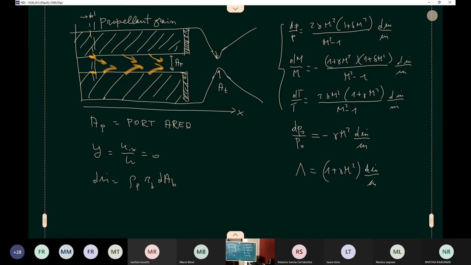And what will be this area? This area will be given by the circumference multiplied by the elementary length dx. So it will be rho r pi, bore diameter, by dx. So you see that we have a direct relation between the released mass and the elementary length.